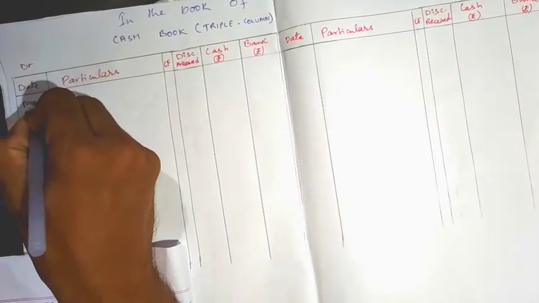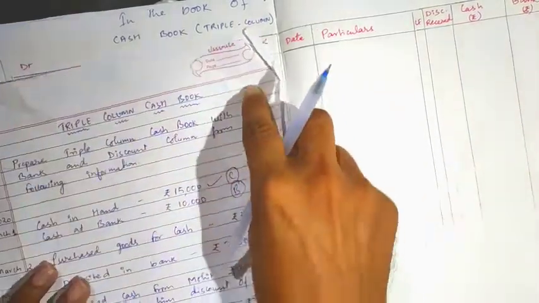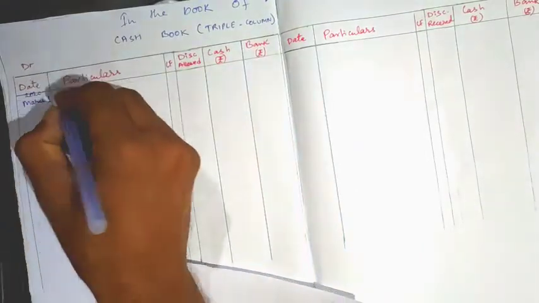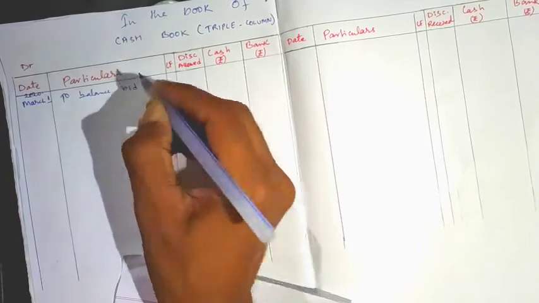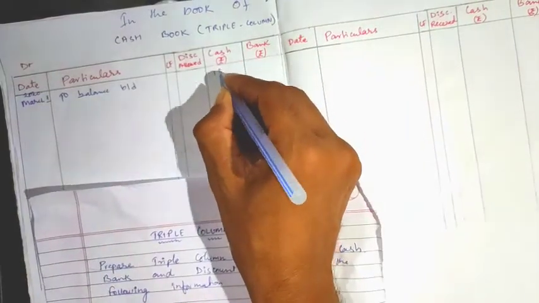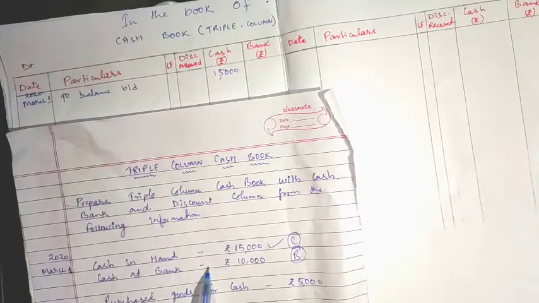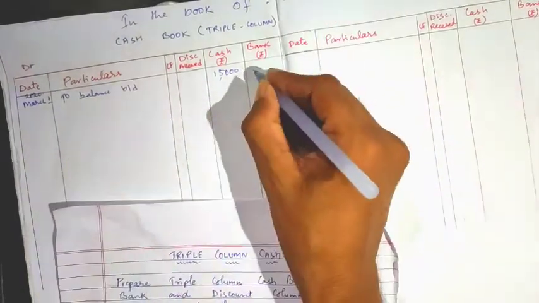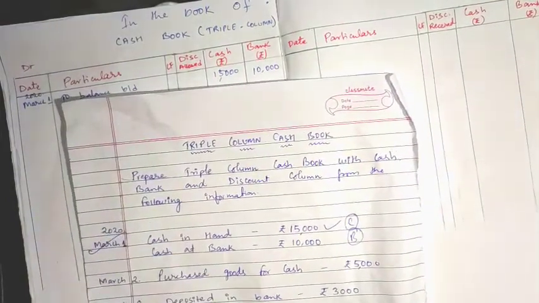So date, the first date was March 1st. You write date here, March 1st, and above you can write 2020. So here is cash in hand, so to balance BD. No discount is given. So what you will do, you will put 15,000 in cash column, clear? And cash at bank is opening balance of bank, so we'll put 10,000 in bank column, clear? So this March 1st transaction is done.